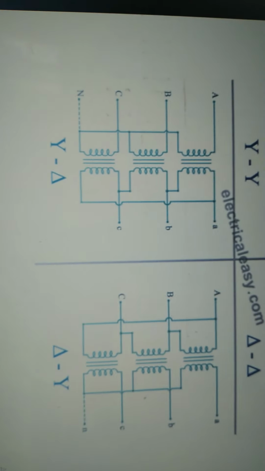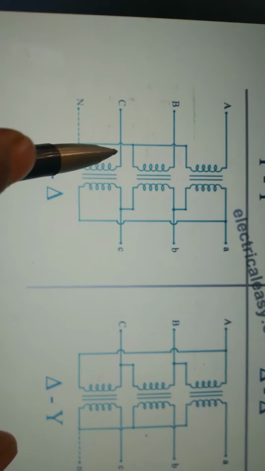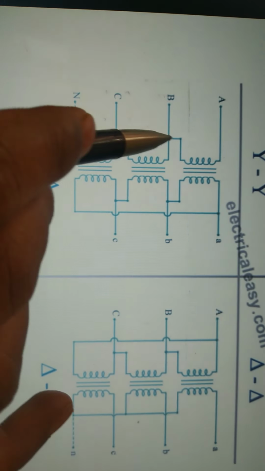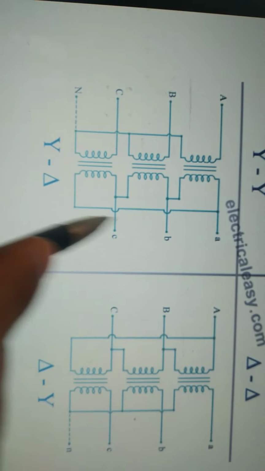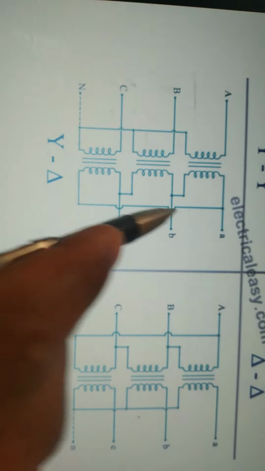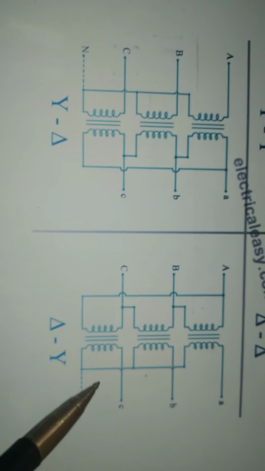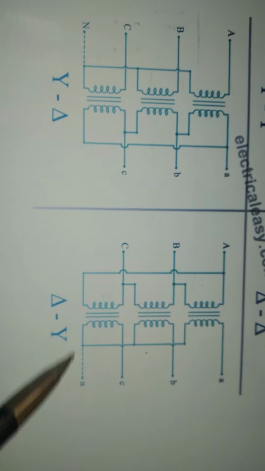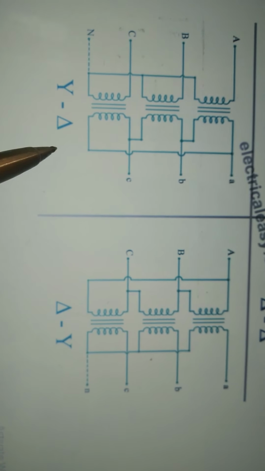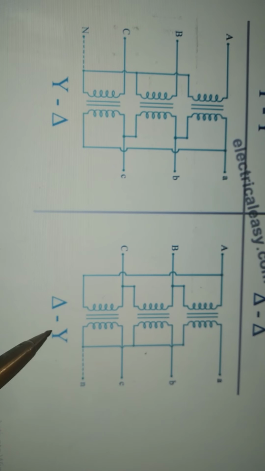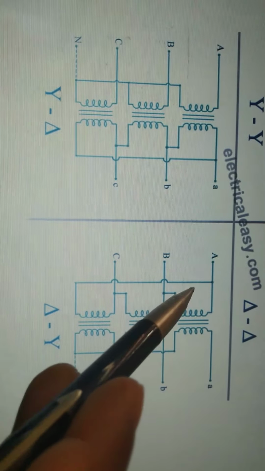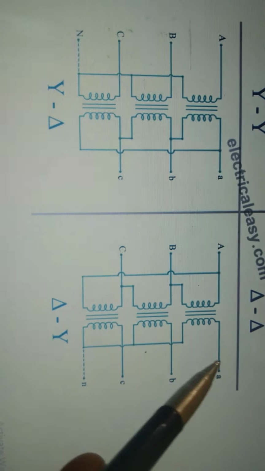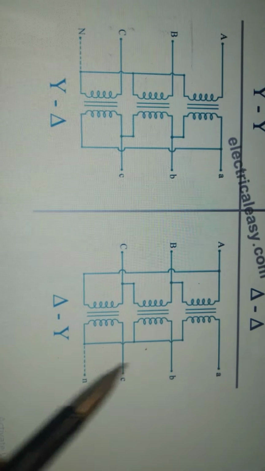Next we'll see the remaining 2 connections. Look at this. This is star to delta connection, means the primary winding of the transformer is connected in star manner and the secondary winding is connected in delta manner. It is very clearly shown in the picture, and we can see delta to star is the reverse of this. This is for step down transformer connection, and this is for step up transformer connection. So this is the delta connection which we give to the primary winding of the transformer. This is star connection for the secondary winding of the transformer.